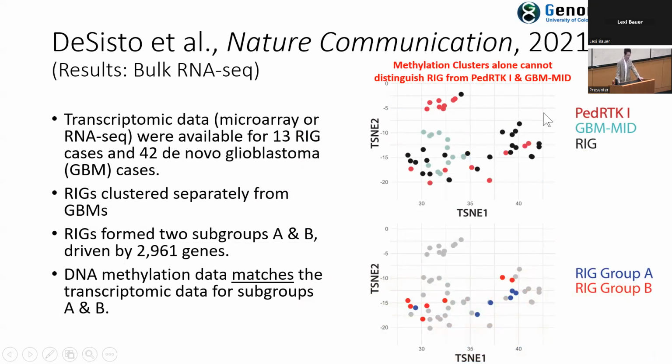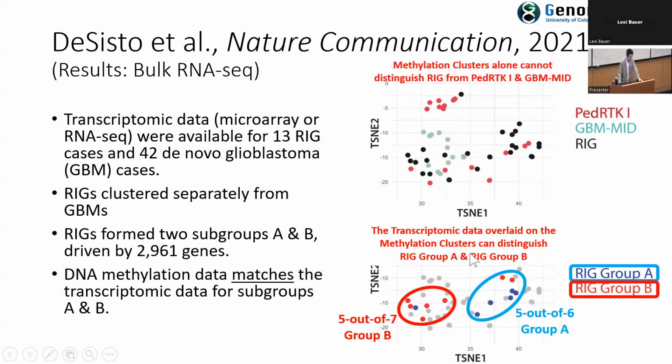earlier we've already determined that these RIGs are very similar to the PET RTK1 and GBM mid subgroups. So sure enough, the methylation clusters alone cannot distinguish RIG from PET RTK1 and GBM mid, right? No surprise, that's what I talked about in the previous slides. But when you overlay the transcriptomic data onto the methylation clusters, now you can in fact distinguish the RIG group A and B.